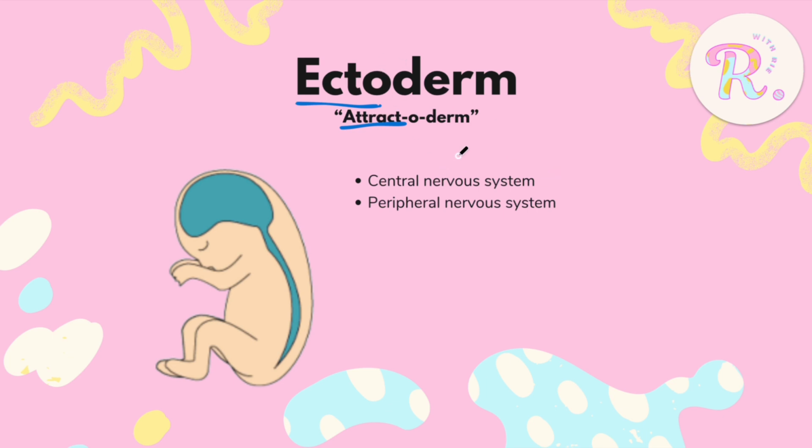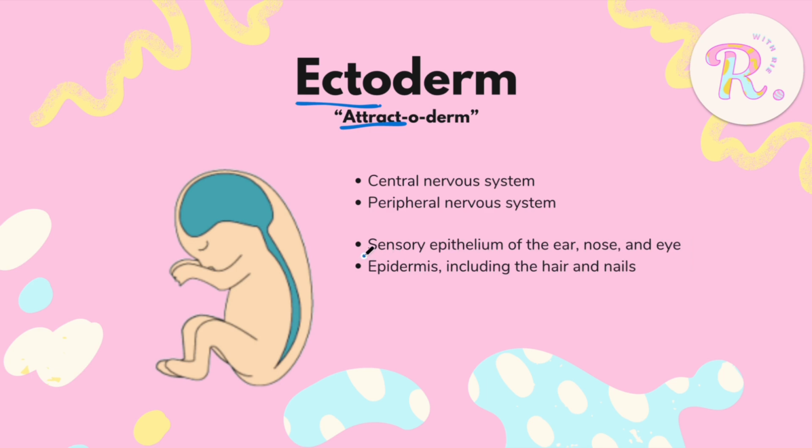So what is the first thing you notice about a person that makes you say, "I have a crush on him"? The most superficial, guys, love at first sight, right? Your physical attributes. So your looks. So what is in ectoderm, aka attractoderm? Senses. Specifically your epithelium of the ear, the nose, and the eye.